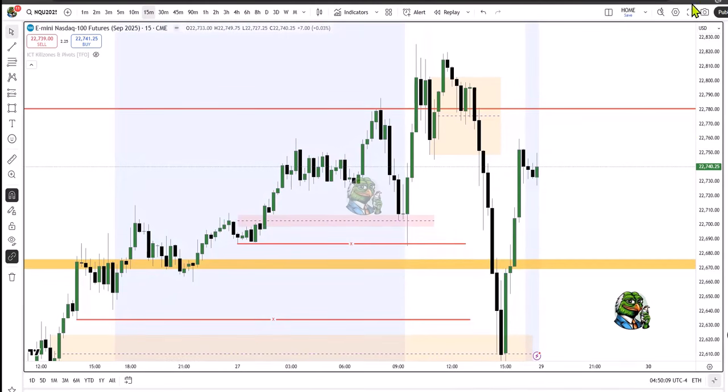Usually what you want to see, and this is what ICT teaches, ICT says that this down candle is our mitigation block because we did not sweep liquidity up here, right? These highs are still intact, so we did not make a new high. And then you're expecting the market to displace, pull back, and that's your entry to go short. But we can see there is no pullback to enter.